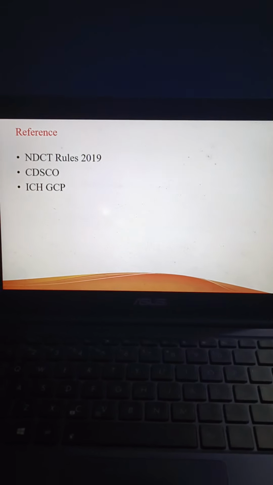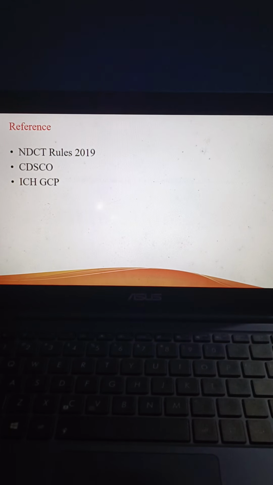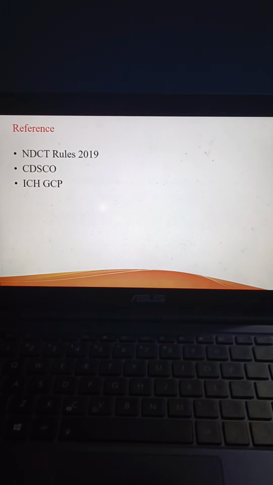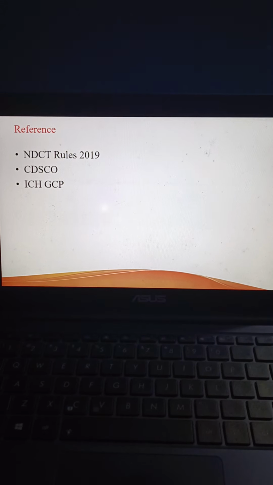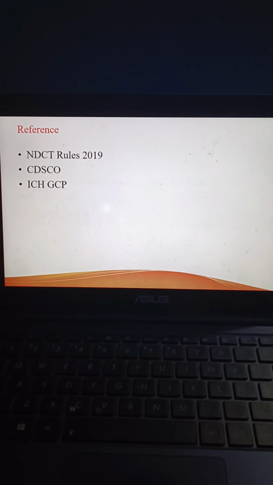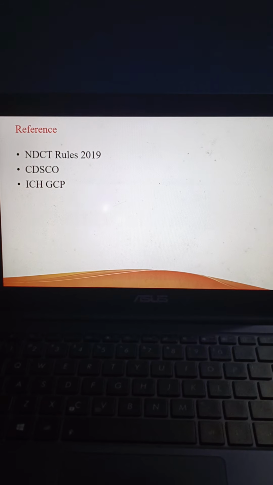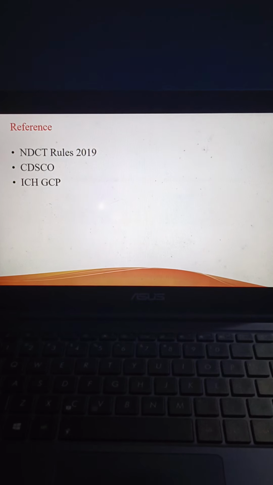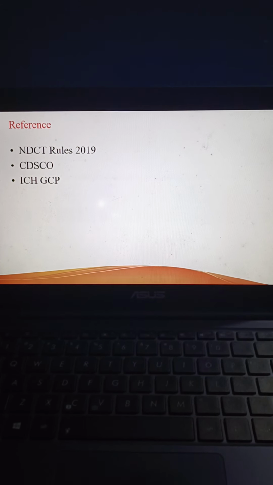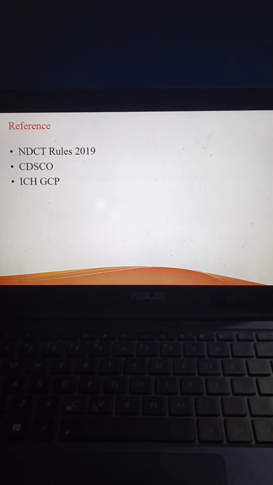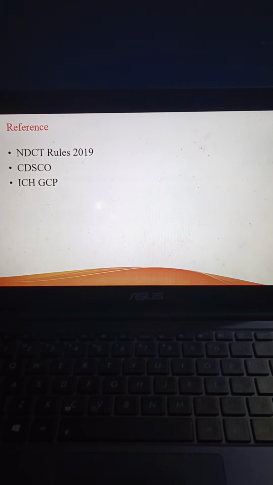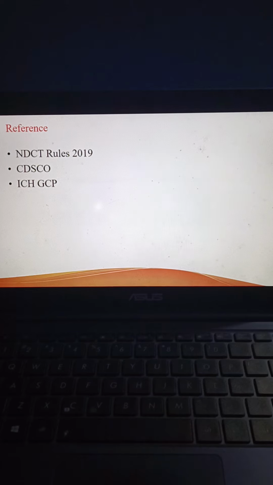So these are my references. NDCT rules 2019 of CDSCO, Central Drugs Standard Control Organization. NDCT is New Drugs and Clinical Trials rules. Then ICH GCP, International Council for Harmonisation Good Clinical Practice. And you can go through these documents to know more and more about bioavailability and bioequivalence and other things also. And for your further knowledge, you can also go through the guidelines available in the online search.